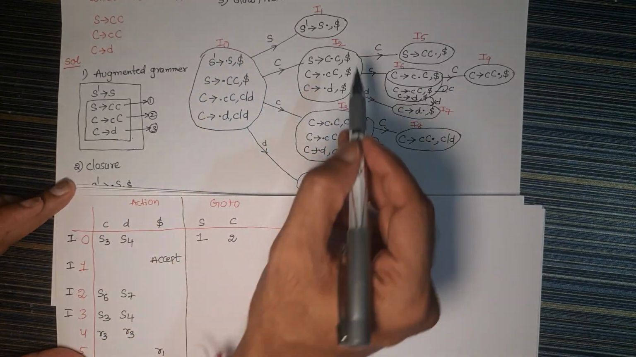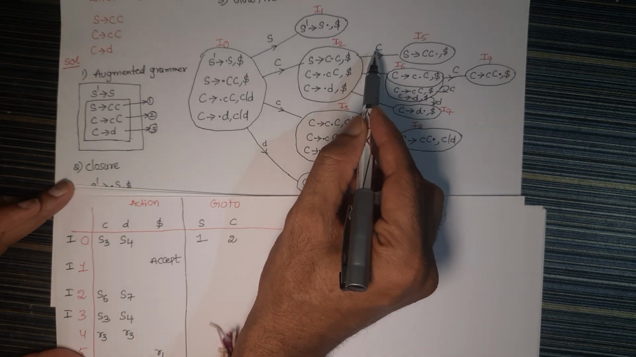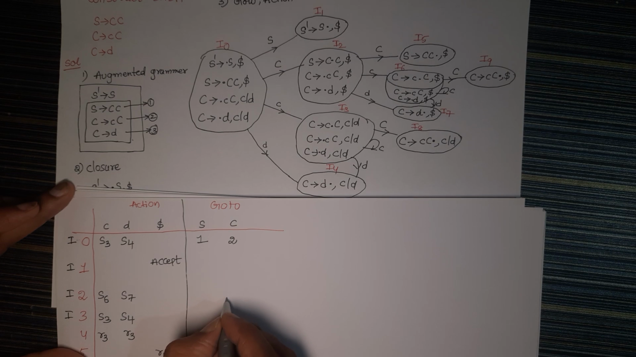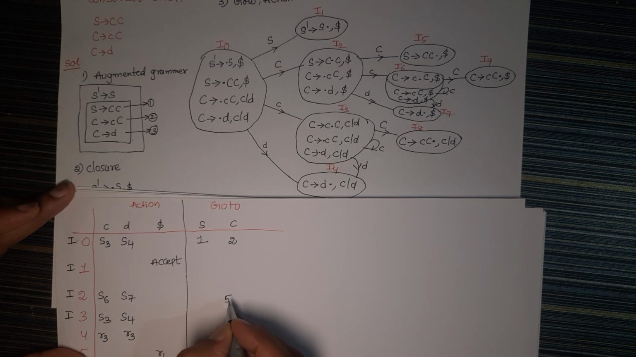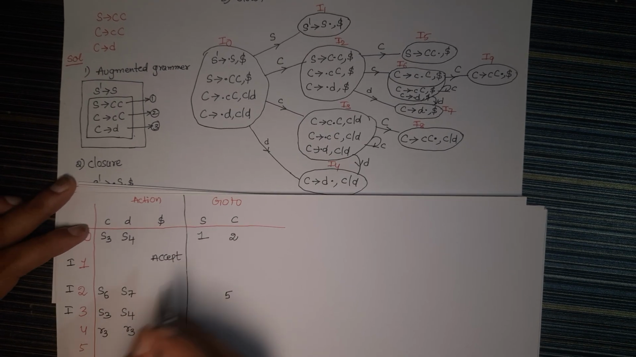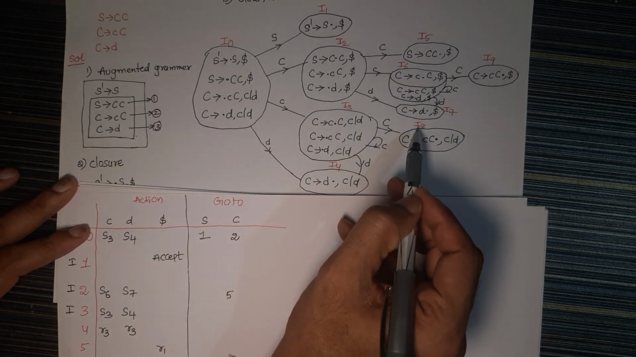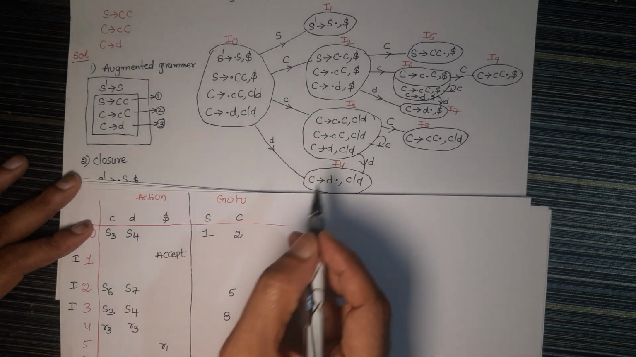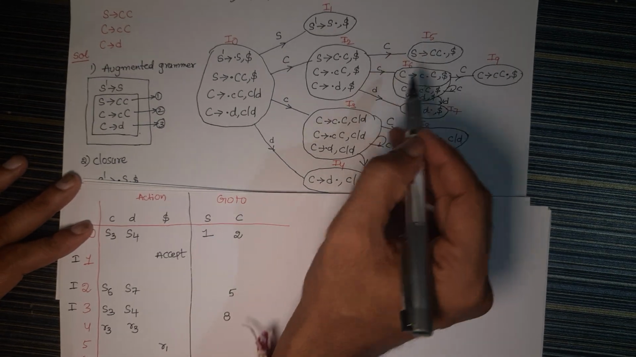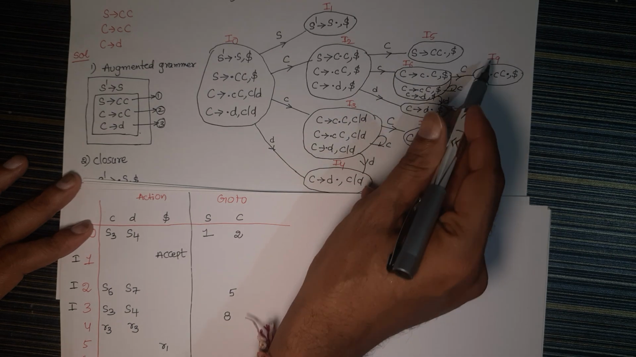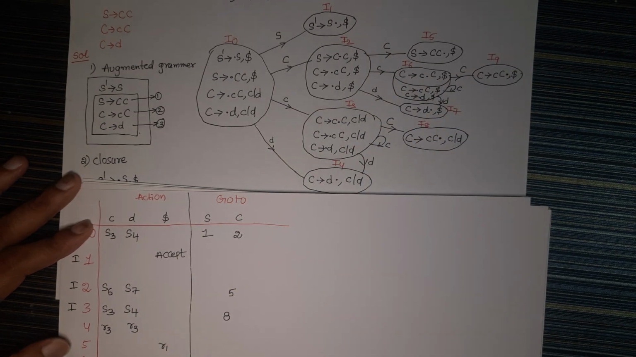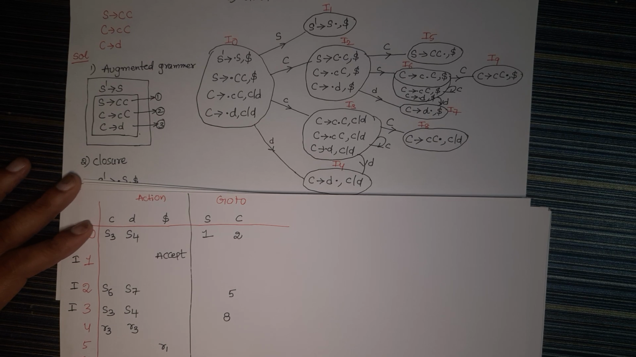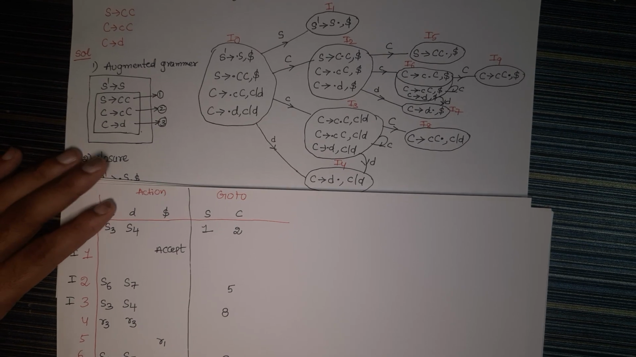Next one, you see I2. I2 on capital C go to I5. That's why we have written 5 here. Now I3. I3 on capital C go to I8, so this is 8. Next I4, I5, I6. I6 on capital C go to I9. This is the 9.